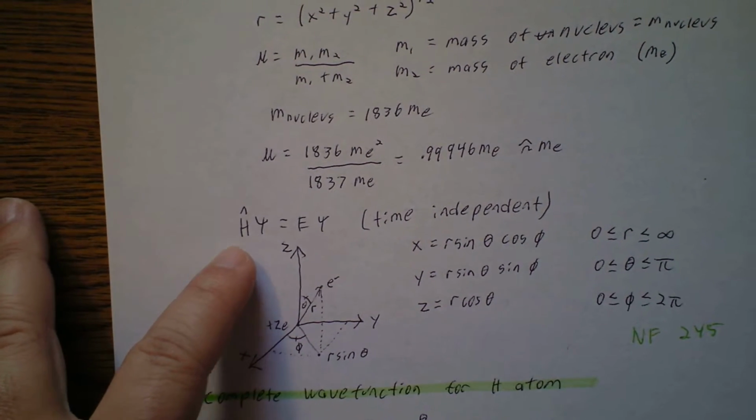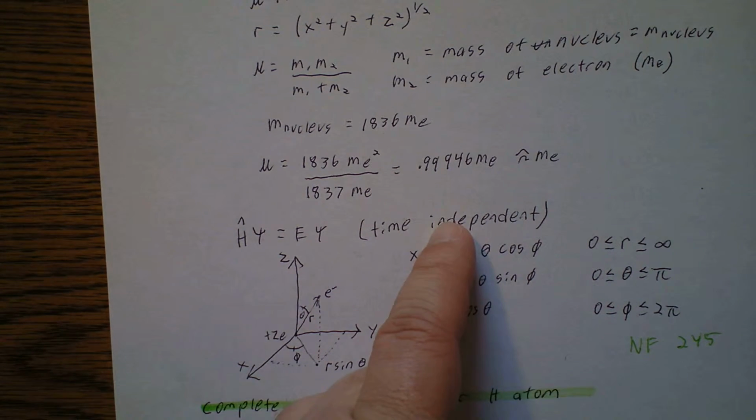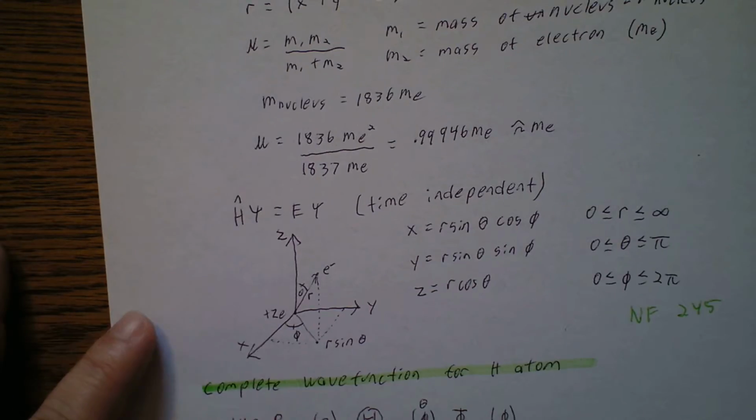So now we get the Hamiltonian of psi is equal to the energy times psi. That's the time-independent equation. So here's a graph again.